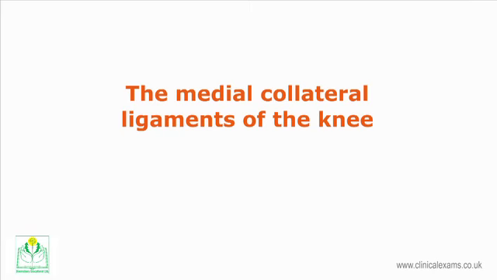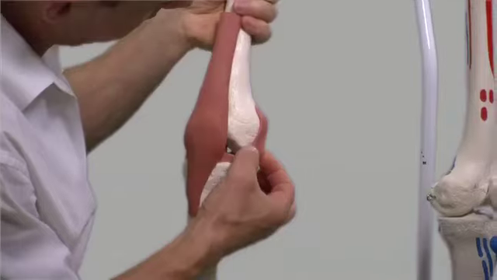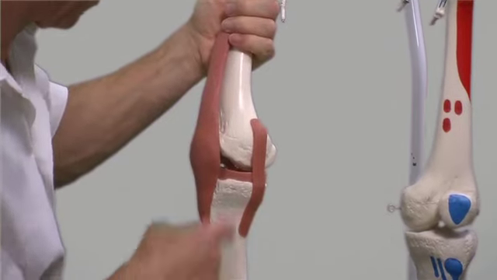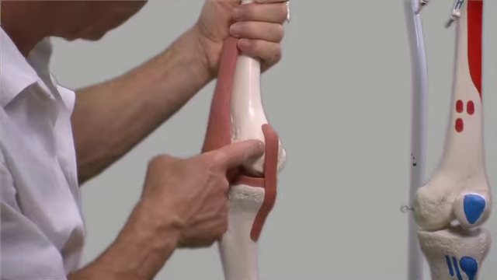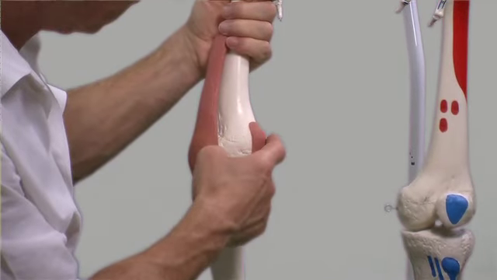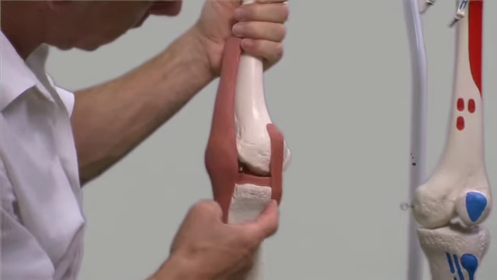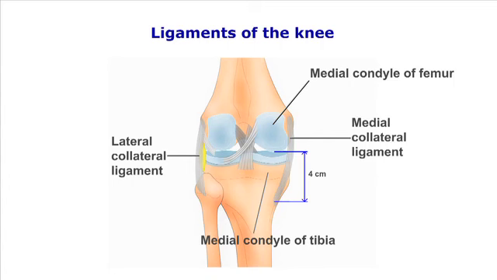The medial collateral ligament of the knee. It is a broad, flat band situated slightly posterior on the medial side of the knee joint. It is attached proximally to the medial condyle of the femur, immediately below the adductor tubercle, and spans the medial aspect of the knee joint to attach below the medial condyle of the tibia approximately 4 cm distal to the joint line.